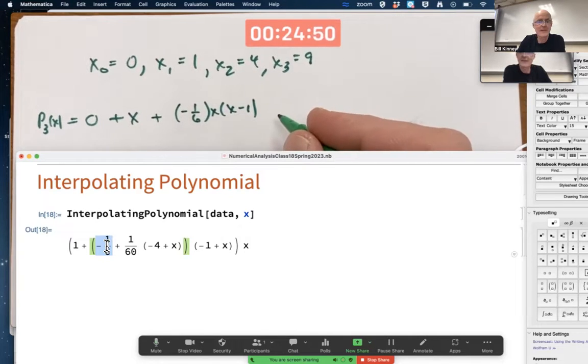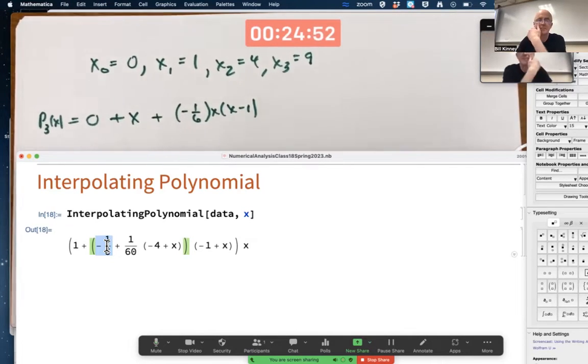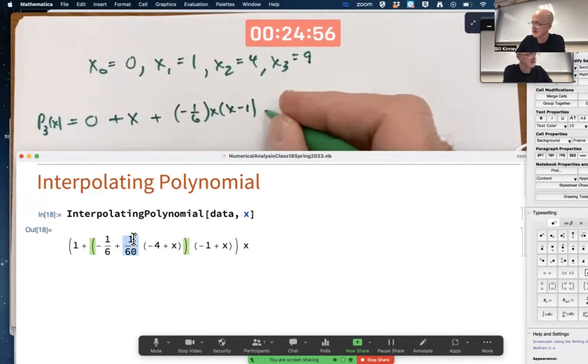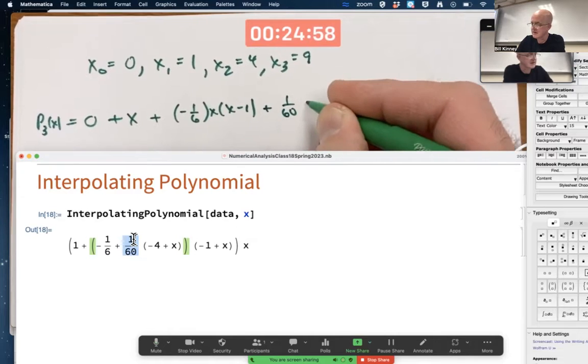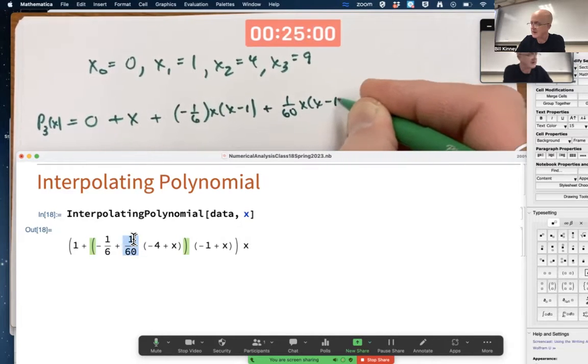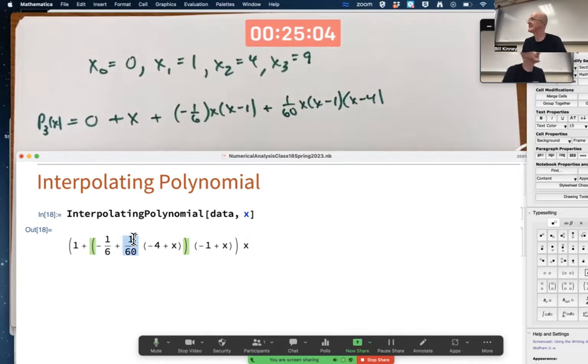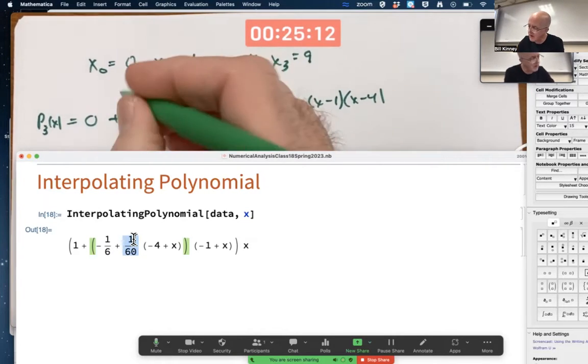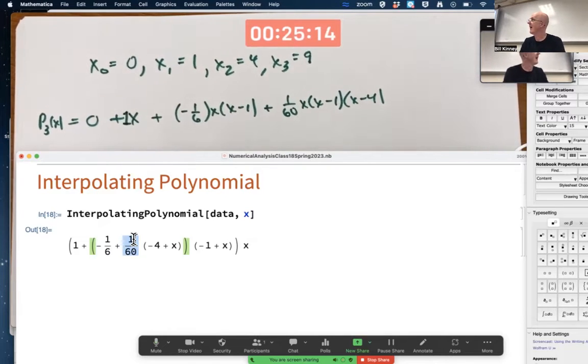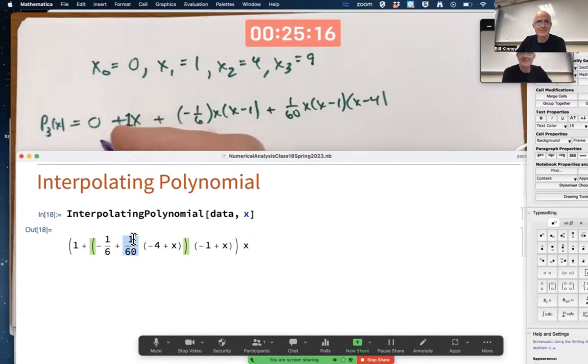And then the third degree term, the coefficient is going to be 1/60th. And the factors will be x times x minus 1 times x minus 4. This is a Newton expansion, you might say. And these coefficients, including a 1 right here, are divided differences.